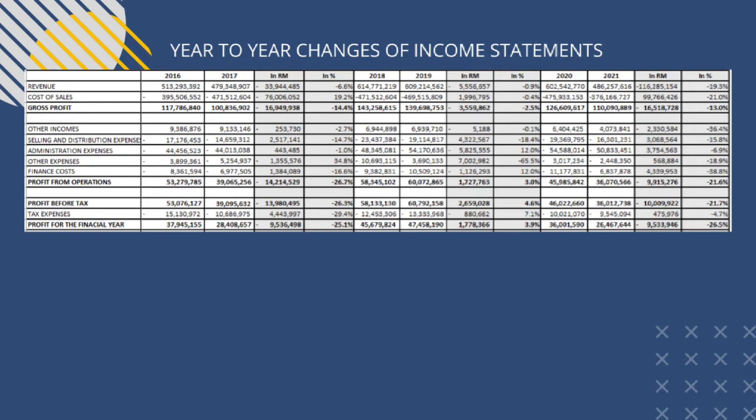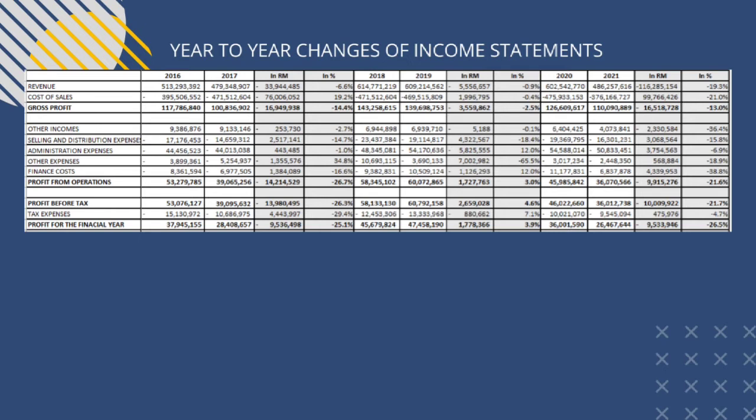Next, we move to the table year-to-year changes of income statement. According to the table shown, year-to-year changes of income statement for company Pantech Group Holdings Sdn Berhad. Gross profit made by Pantech Group Holdings Sdn Berhad in year 2016 and 2017 changes to negative 14.4%, which means facing losses. This is because the company got less revenue from previous year.